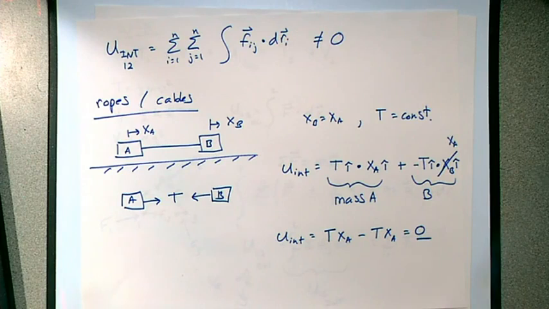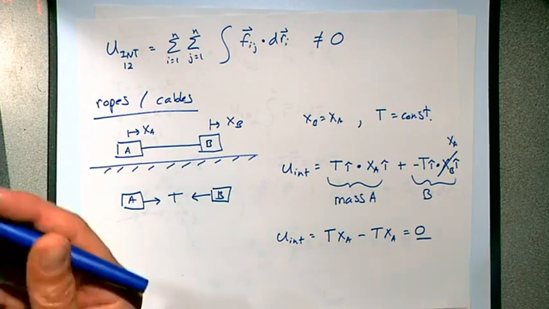So my FBD at A would look like T and another T. So 2T acting on A. And on B, I've got a T going the other way. If we're thinking about work, though, I want to know force dotted with displacement, or the integral. In this case, if these T's are constant, force times displacement.